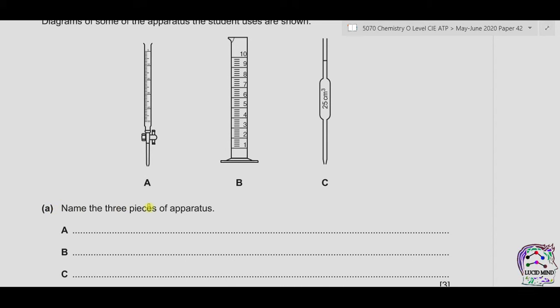Part A. Name the three pieces of apparatus. We can look at the apparatus. Apparatus A is burette, so we can write burette. Apparatus B is measuring cylinder. You can also write graduated cylinder. Apparatus C is pipette.